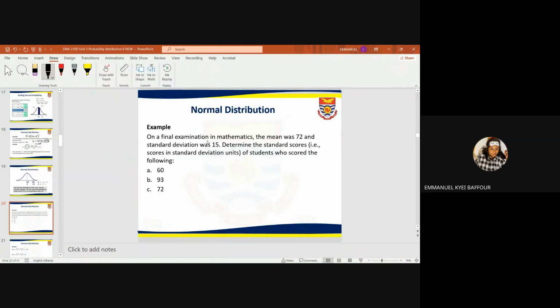On the final examination in mathematics, the mean score was 72 and the standard deviation was 15. Determine the standard scores of students who scored the following. So this task is for you, and you are to do it within 5 minutes. Just write this down so that I project the table for you, or you might not even need the table for this. So you have to find this. We are waiting for you.